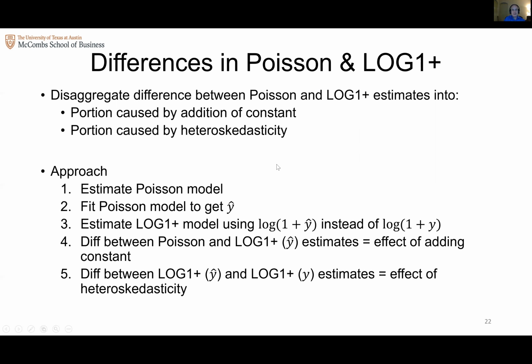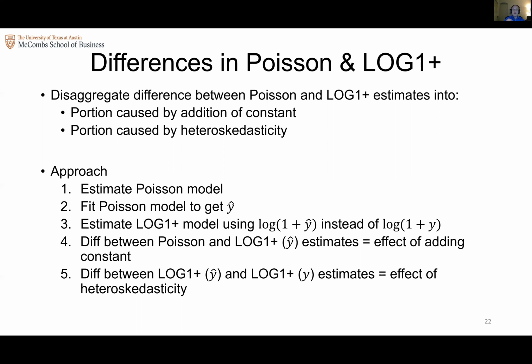So we're going to just do this disaggregation. We're going to estimate the Poisson model. We're going to fit the Poisson model to get these y hat values. We're then going to estimate the log of 1 plus model using the log of 1 plus the fitted values instead of the actual values of y. And we're going to attribute the difference between the Poisson model and the log of 1 plus regressions using the fitted values to the effect of adding the constant, right? Because if we weren't adding the constant, those two things should be the same, okay?